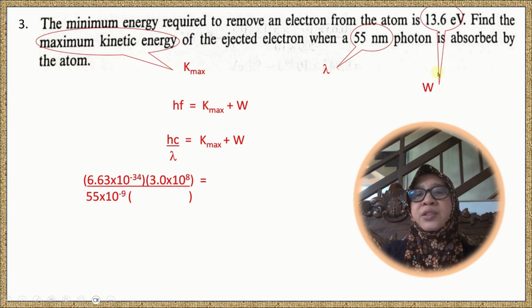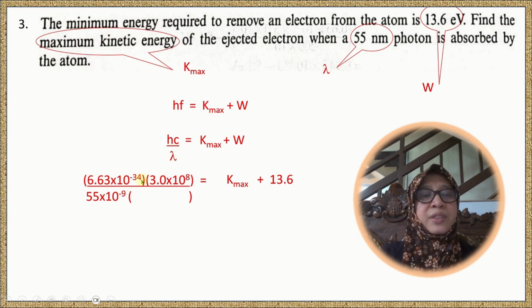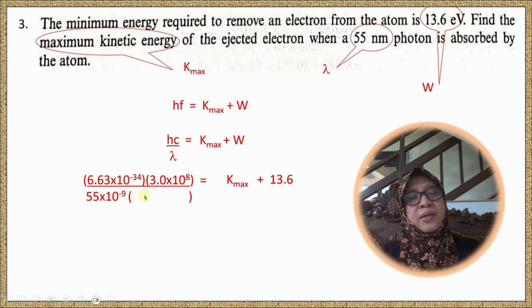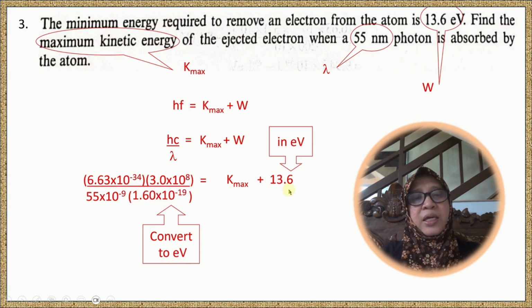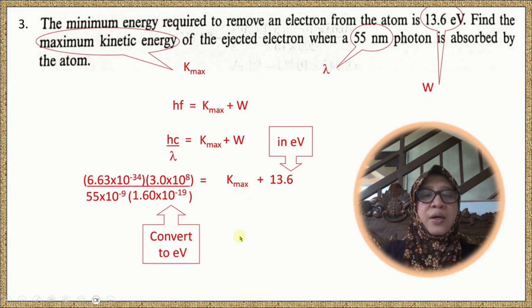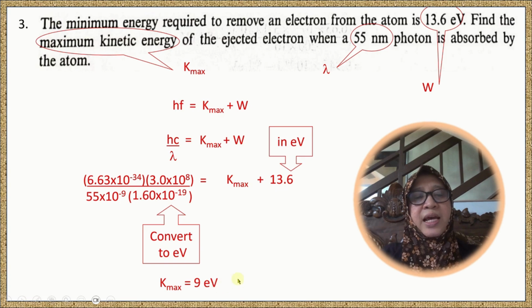Because the work function is given in electron volt, the energy of a photon here needs to be converted to electron volt. To convert to electron volt, we divide by 1.6 times 10 to the power of negative 19. Now everything is in electron volt, so the final answer for Kmax will be in electron volt also. So the answer is 9 electron volt.